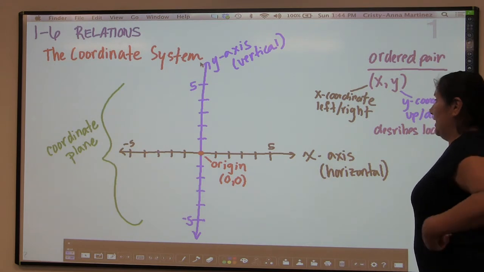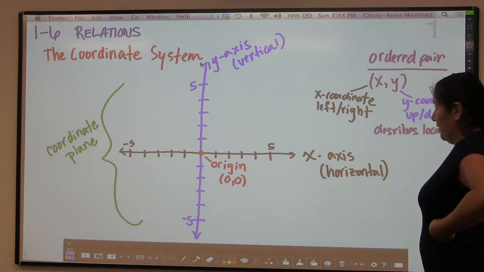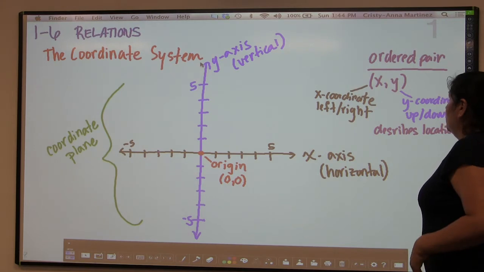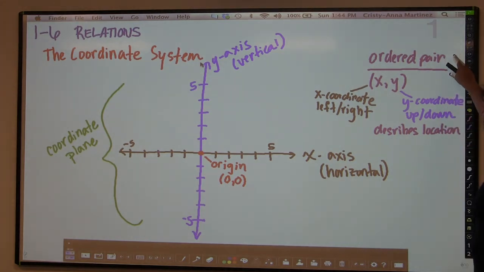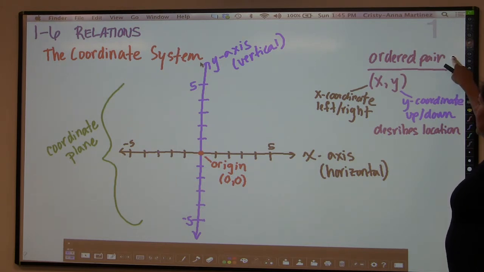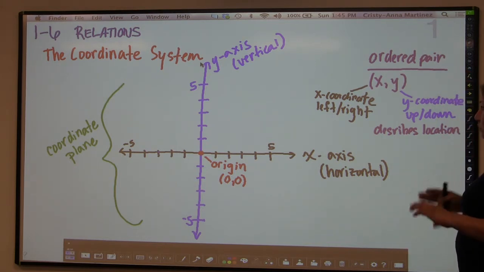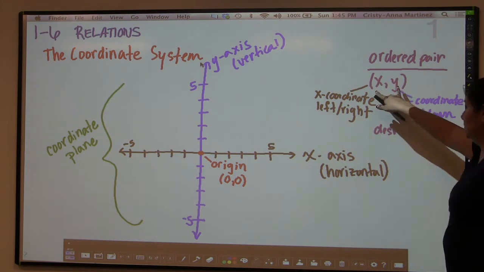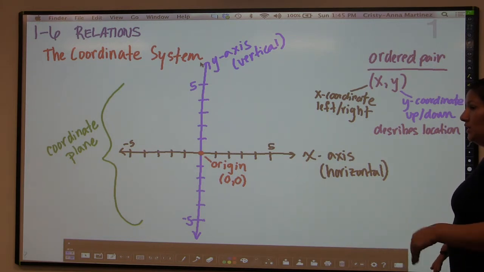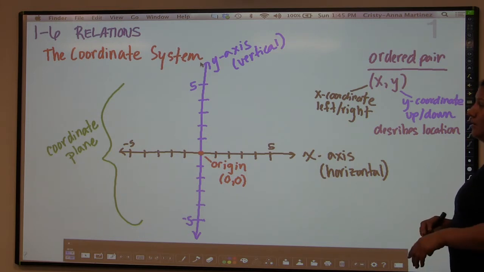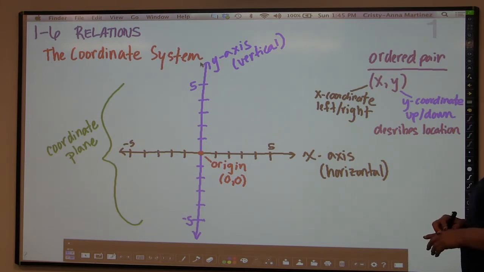We use ordered pairs, and we plot the ordered pairs onto the coordinate plane. I have a little definition of an ordered pair over here. An ordered pair is where you list an x-coordinate and a y-coordinate together in parentheses, separated by a comma. It is important that this is not just any pair. It's an ordered pair, which means that the order in which you pair up the numbers does matter. We always want to put the x-coordinate first and the y-coordinate second.